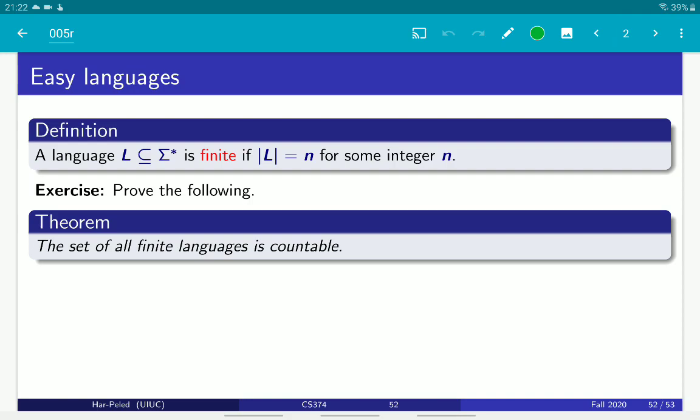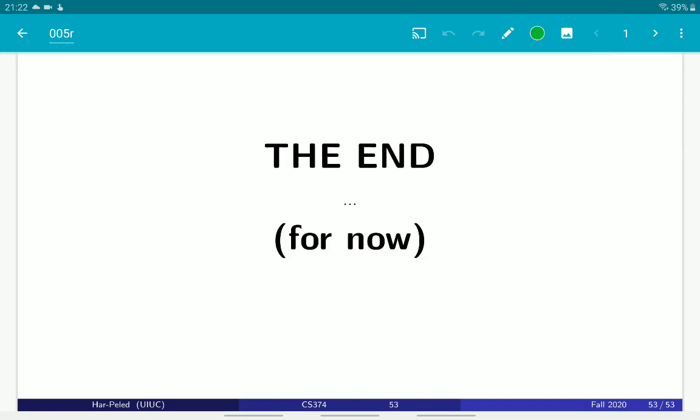So another interesting claim is that the set of finite languages is countable. Let me give you a hint how to prove it. Just think about how to write such a set and define a string for every such language. Then this language would be contained in some sigma star for the right sigma, and it would be countable. Okay, and that's it for now.